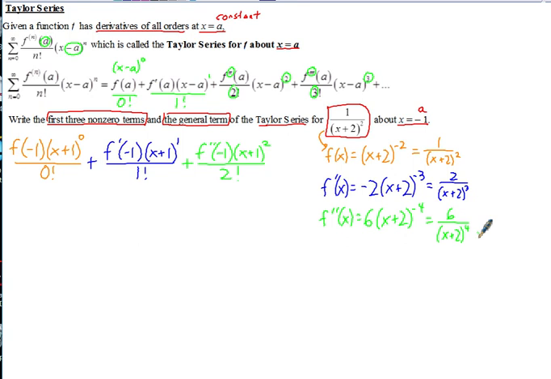And if we substitute in negative 1 into each of those, well, let's try f of negative 1. Well, that's negative 1 plus 2 is 1, squared is 1, so 1 divided by 1 just gives you 1. Then f prime of negative 1. Again, negative 1 plus 2, that's 1 cubed is 1. 2 divided by 1 is 2. And f double prime of negative 1. That being negative 1 plus 2 is 1 to the 4th is 1. 6 divided by 1, 6.